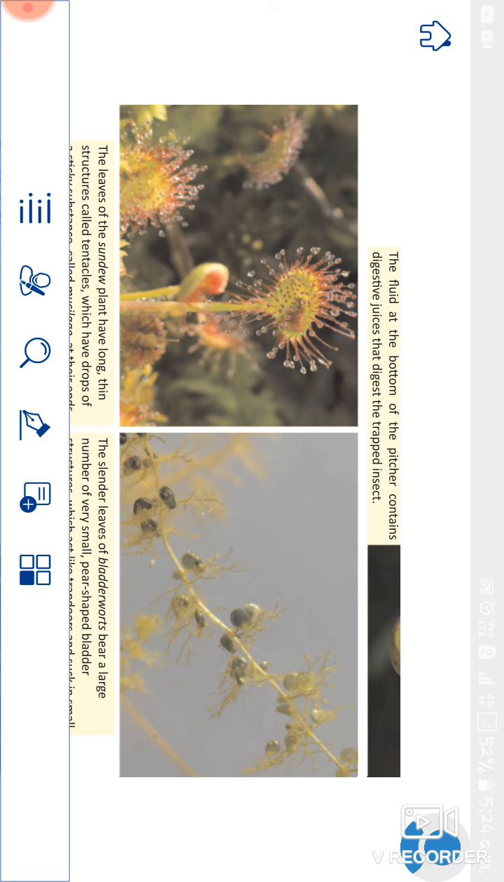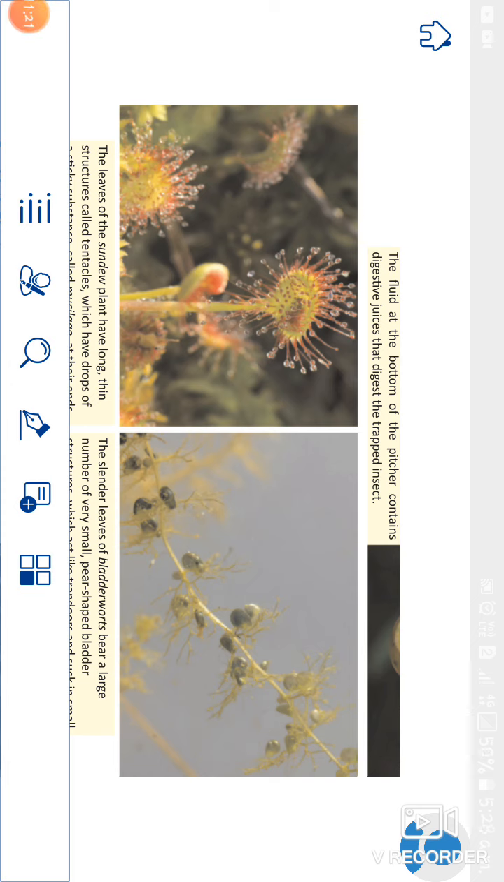As you can see in this picture, the same bladder. This is the last example of the insectivorous plant. The name is bladderwort. Mostly it is found in ponds, and it has a trap door which allows easy entry of the prey into the pear-shaped bladder. This trap door cannot be forced to open from within. Understand that?